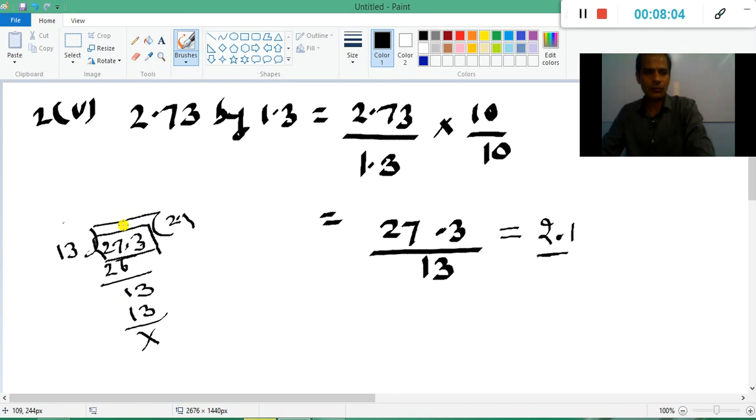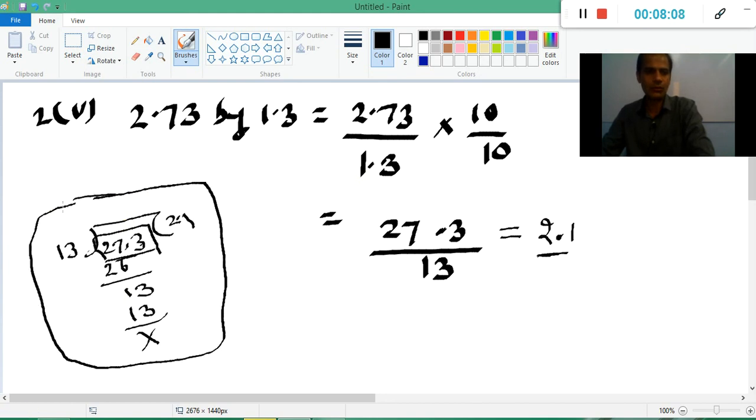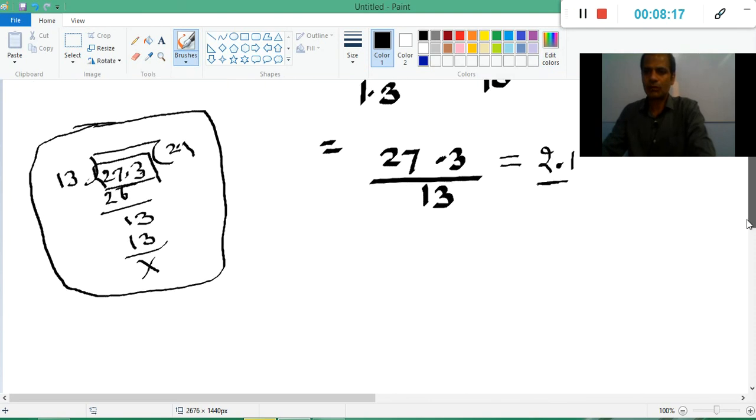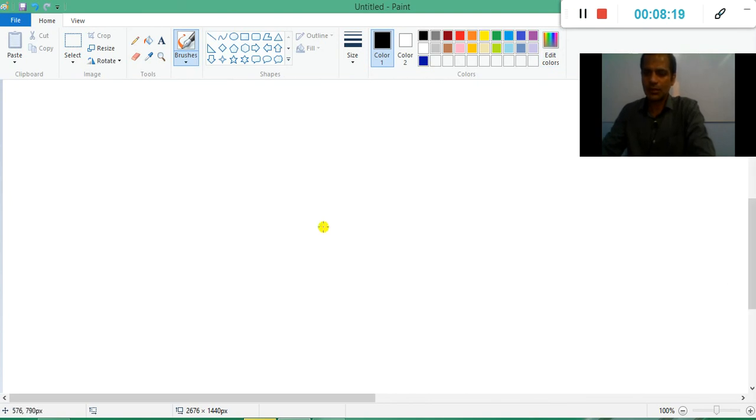So if you want that, you should show this division in the fair notebook, no problem, you can show. Otherwise you can solve this in your rough notebook and write the answer. So note it down. Now we move to the next part. Okay, for question number third.